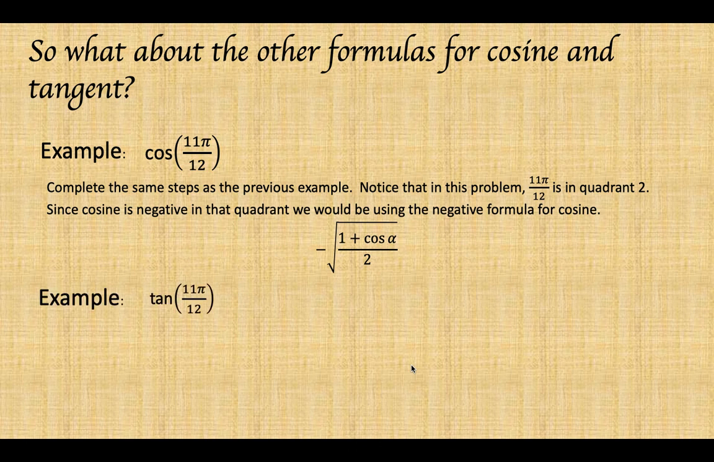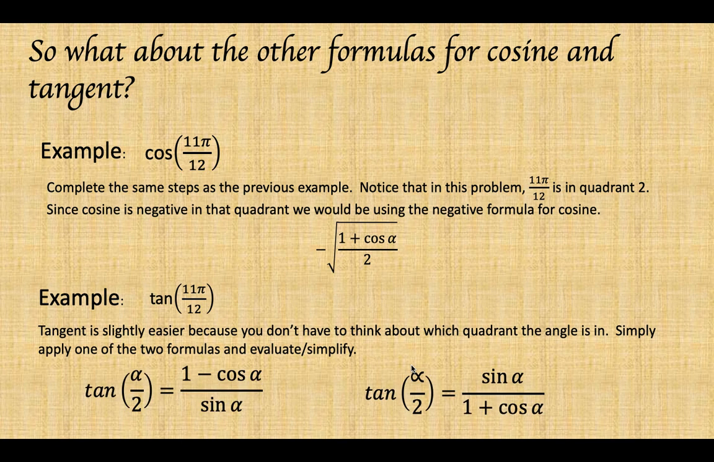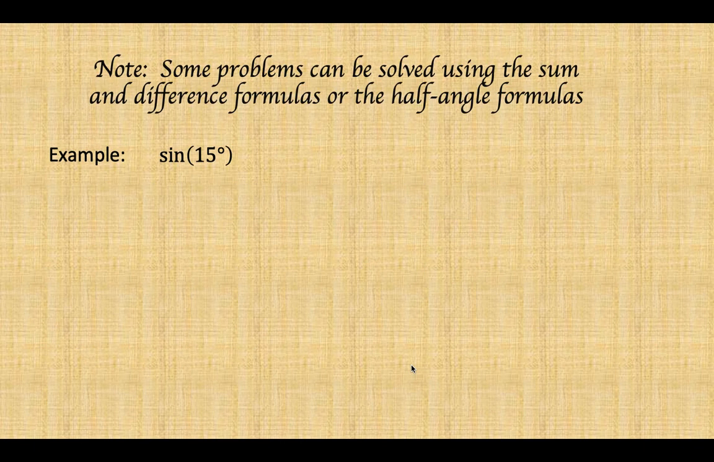And then tangent. So what if we did tangent of 11 pi over 12? Well, remember, you've got those two different formulas. It doesn't matter which one you choose. It's actually a little bit easier. You don't have to think about if it's positive or negative. All that stuff will work itself out, regardless of what equation you choose. You can choose either one of those. You still need to figure out what alpha is, but it doesn't matter which formula from there on out. Let's see if there are any other notes.